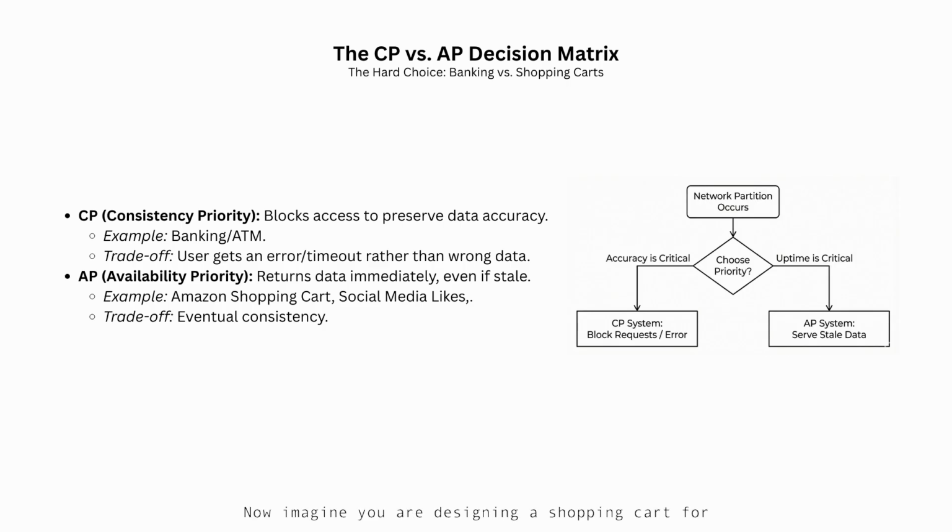Now imagine you're designing a shopping cart for Amazon. The network glitches. Do you stop the customer from adding an item? No, you let them add it. You prioritize availability. AP. Maybe the inventory count is slightly off for a second, but you never block the sale. In a CP system, we must sacrifice availability to ensure we never serve bad data. In an AP system, we accept that the data might be temporarily inconsistent to ensure the system never goes down.